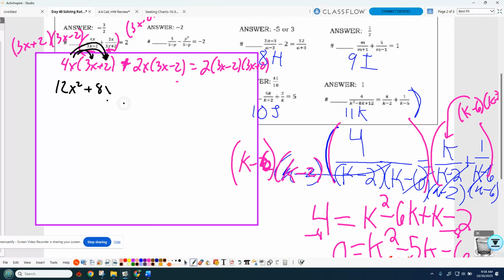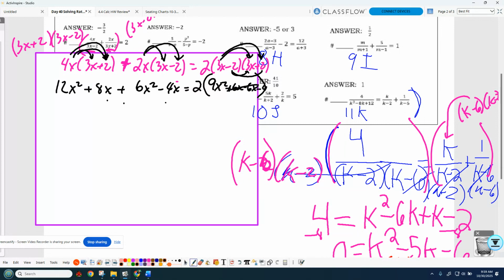12x squared. Boaz, what's 4x times 2? 8x. Nate, 2x times 3x. 6x squared. Joaquin, 2x times negative 2. Negative 4x. Over here, I'm gonna do this multiplying side first. So Ally, 3x times 3x, 9x squared. Ella, 3x times positive 2. 6x. Cameron, negative 2 times positive 3x. Negative 6x. And then Dylan, negative 2 times positive 2. Negative 4.